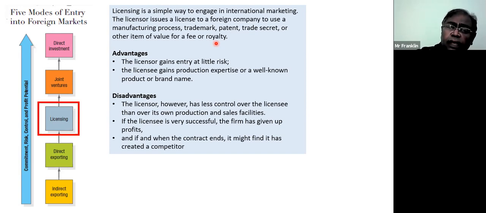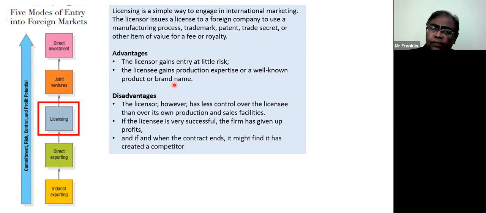So the advantage is basically you gain entry at little risk. That means you don't need to open a branch there, right? But there is a little bit of risk. With licensing, you gain production expertise or a well-known product brand. The person who signs up with him has a brand that is well-known. It's not like you open your own coffee shop and people don't know you. So you open up, let's say, Old Town, and people know what Old Town is. If I open up a Starbucks, people know what a Starbucks is. They know what to expect. So licensing has its advantage because it's got a brand name.